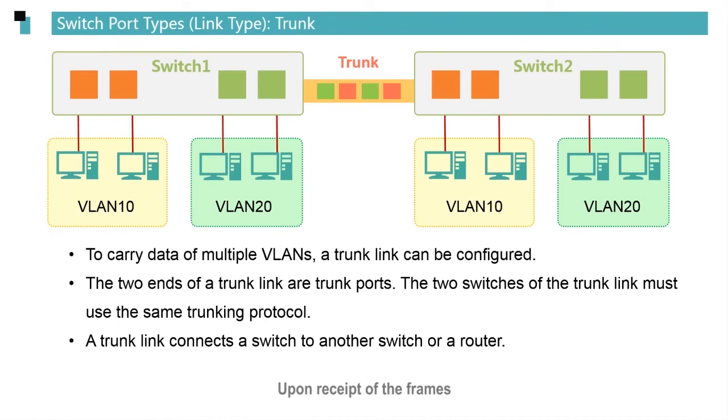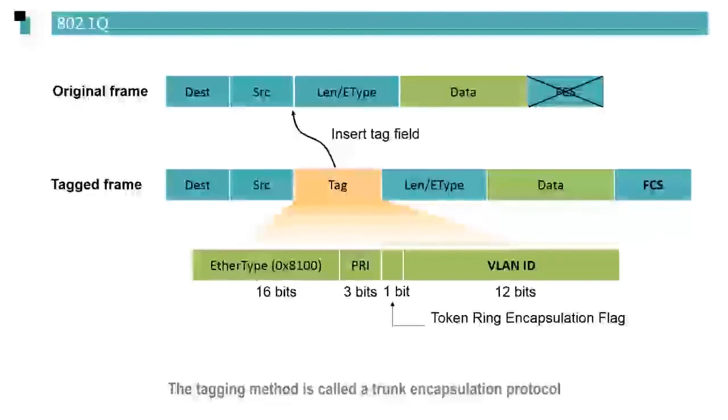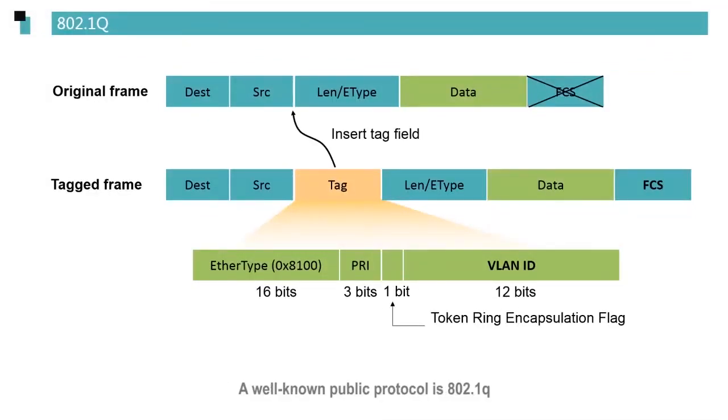Upon receipt of the frames, the remote switch checks the tags and determines the VLANs to which the frames are forwarded. Such a link between the two switches is called a trunk link, and the two ports on both ends of the link are trunk ports. The tagging method is called a trunk encapsulation protocol. A well-known public protocol is 802.1q, also called .1q. The public protocol is supported by all switch vendors.